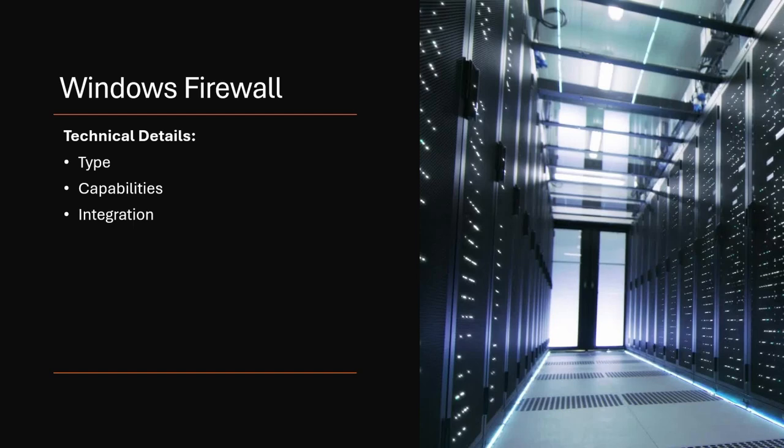Application types, rules can be created for specific applications, allowing or blocking their network activity based on the application's behavior and requirements. For integration, Windows Firewall works closely with other Windows security mechanisms such as Windows Defender Network Access Protection, and this is to enhance overall system security.